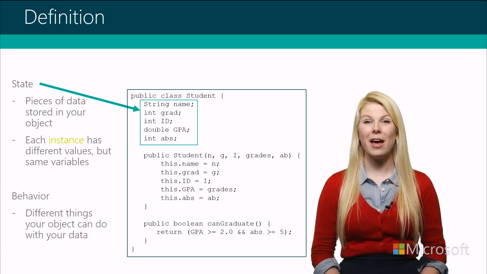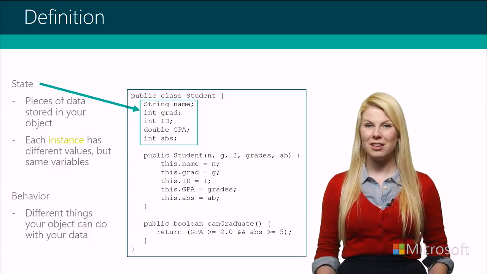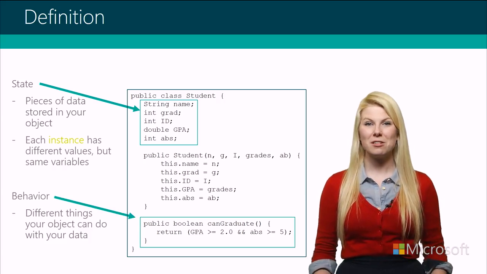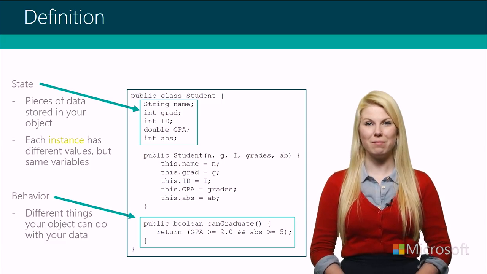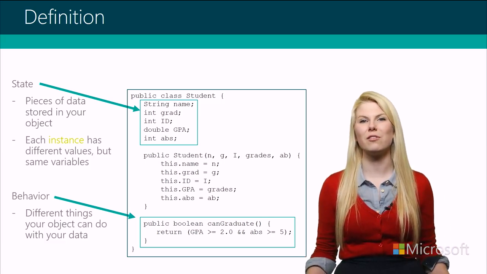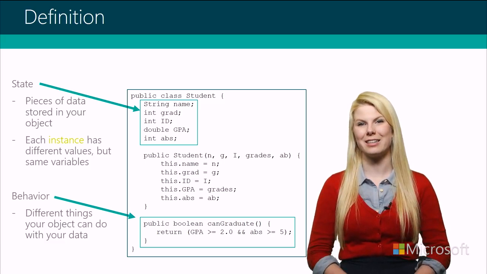Then students and objects have behavior. These are the different things they can do. Here's an example of one piece of student behavior. It's a single method, but behavior actually refers to all of the different methods within an object class.